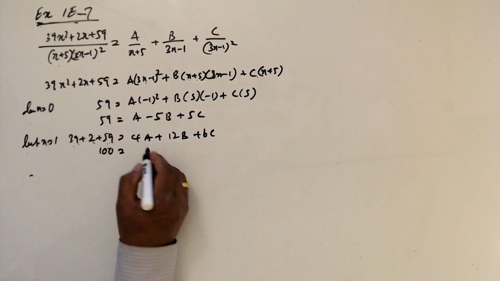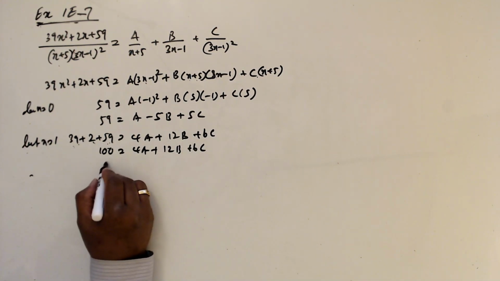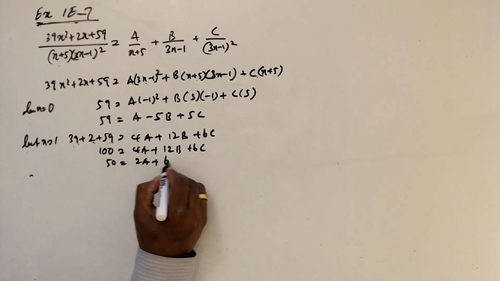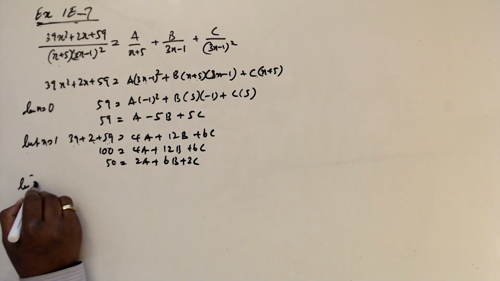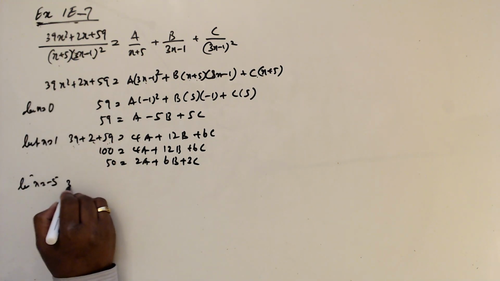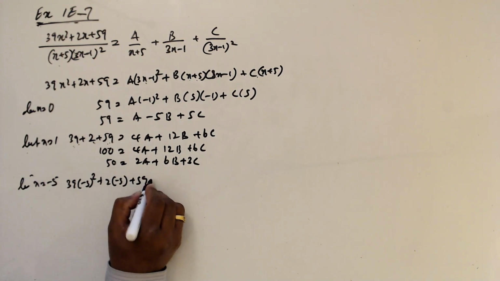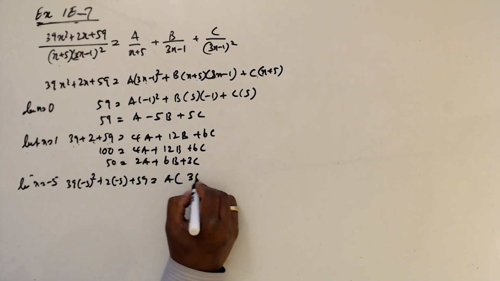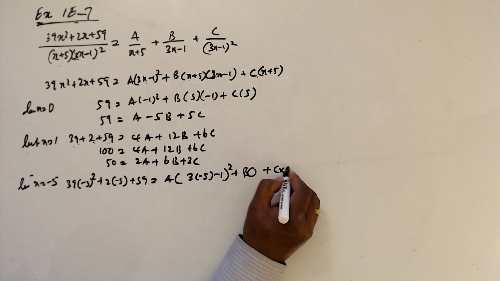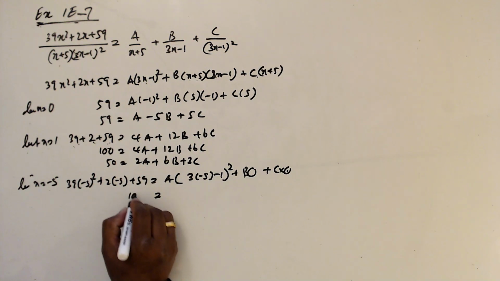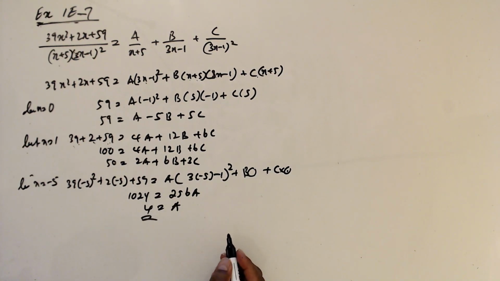This addition is 100. This is 4a plus 12b plus 6c. I can divide by 2: 50 equals a plus 6b plus 3c. Now let's consider x equals minus 5. So 39 minus 5 squared, 2 minus 5 plus 59 equals a times (3 times minus 5 minus 1) squared, and this is b times 0 and c times 0. So this is 1024 equals 256a. This will give a equals 4.